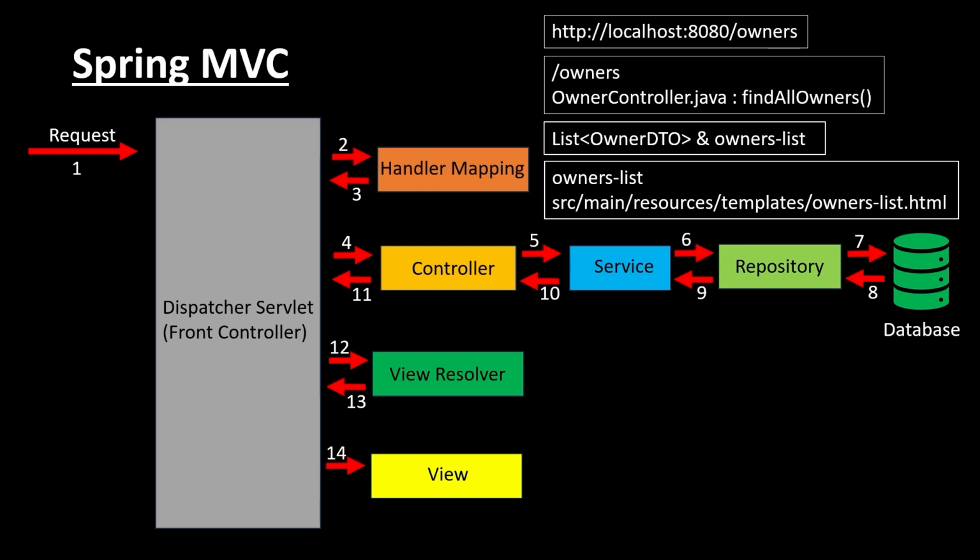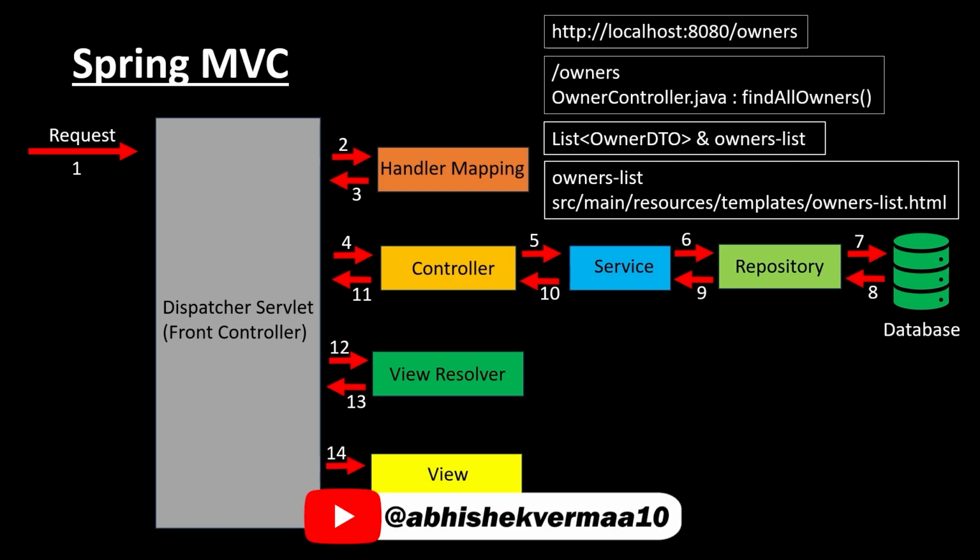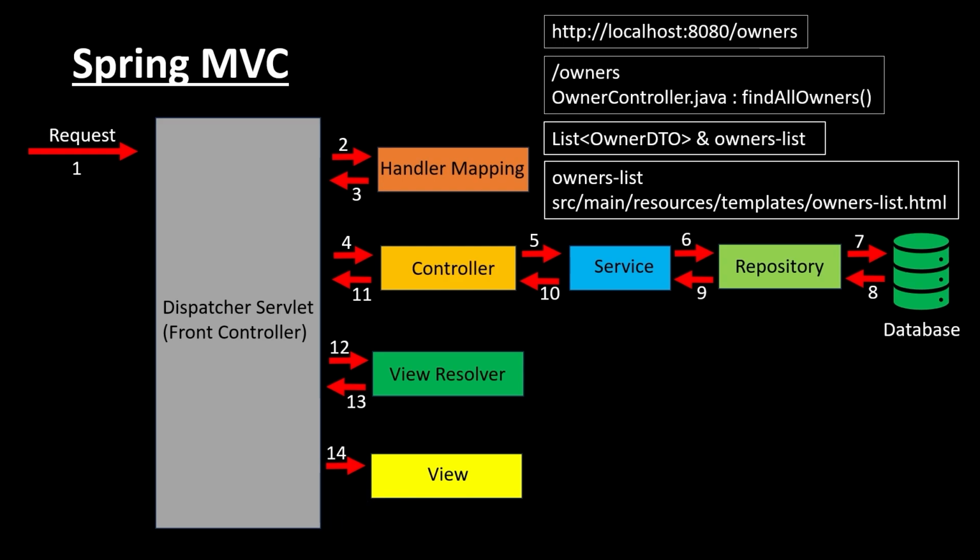So in this step 14, you see it is actually going to that owners list.html. View, I'm using as a general term here, which we use for all kinds of views. It can be HTML, it can be JSP, or it can be anything. So it can be anything, something like this. So there, within this particular page, it will embed all this owner DTO data, because this page was supposed to handle this kind of list of owner DTO. So it will do that there, and then it will return it back to the dispatcher servlet.